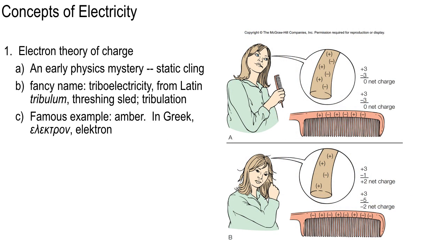Electrons. Electron. The Greek word for amber is electron. I've got it spelled out in Greek letters and also the transliterated Roman alphabet.